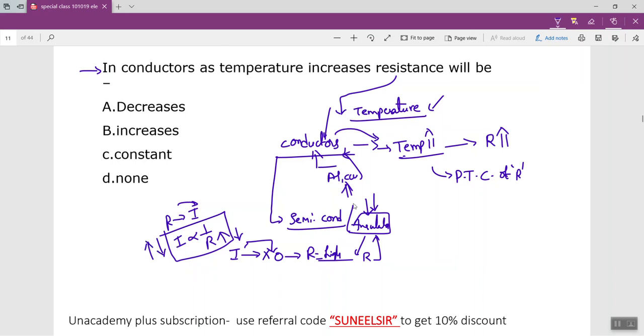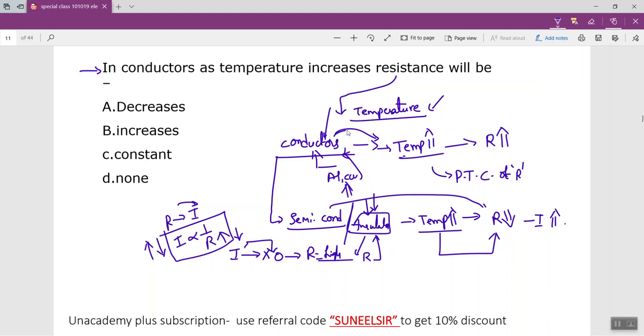So in the case of semiconductors or insulators, as temperature increases, the resistance decreases. That means if we increase the temperature, the resistance of the semiconductors will decrease, and then the current will increase.